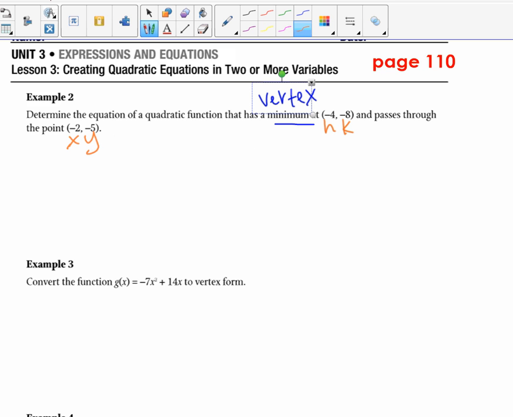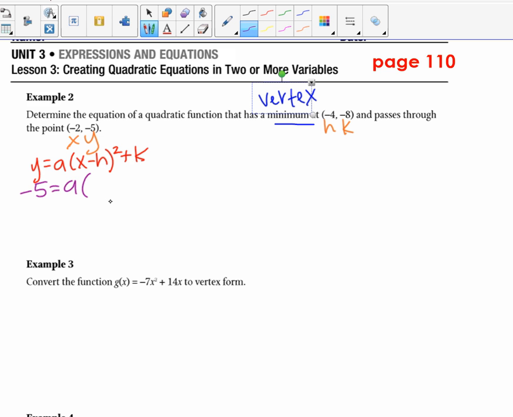Again, you guys, it's not saying what form they want it in. So as soon as you're given the vertex and a point, you should be thinking, oh, I'm going to use vertex form. Well, I have H, K and X and Y, so we need to substitute in to find A. So I always write out y equals a times x minus h squared plus k. It helps me to see the actual form and know what to substitute in where. My y is -5.